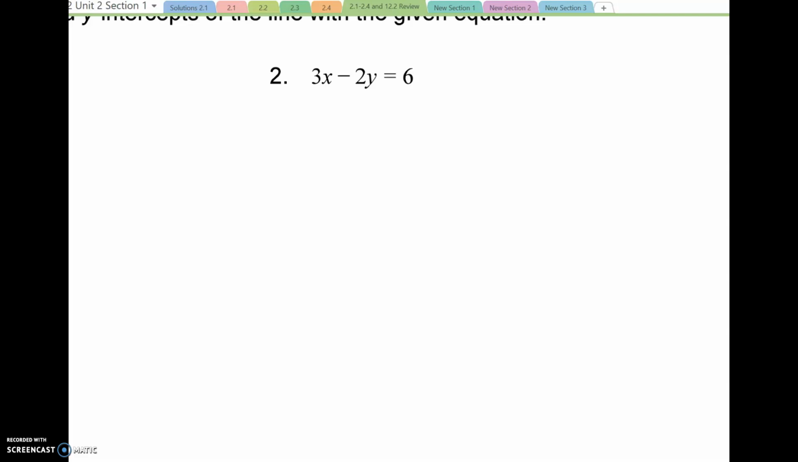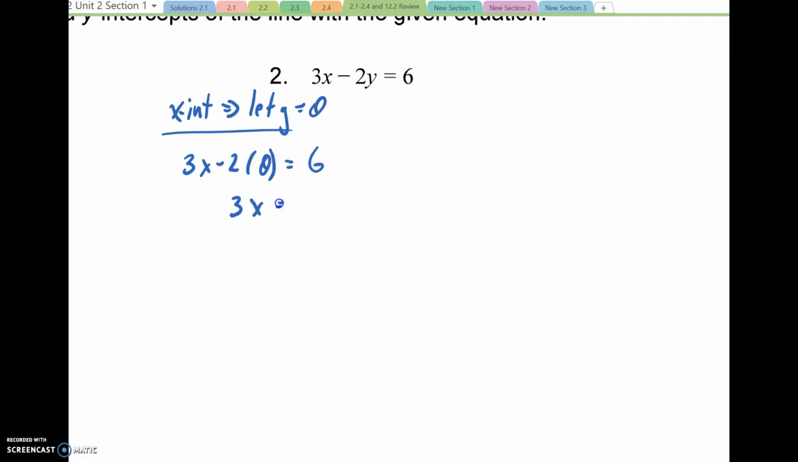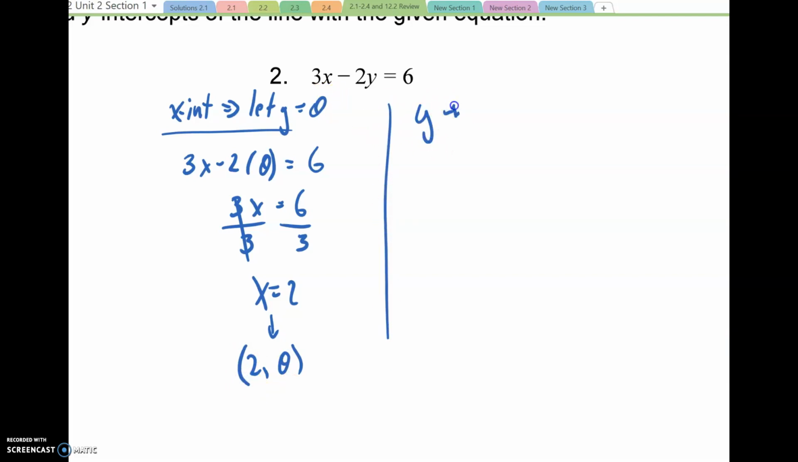So they're asking for the x and y intercepts out of this. If you want to find the x-intercepts, you let y equal 0. In this case, that's going to be 3x minus 2 times 0 equals 6. So that's really just 3x equals 6. And then when I isolate x, I get x equals 2. So remember, really what that means is this is the point (2, 0), because the y value is already 0 up top there.